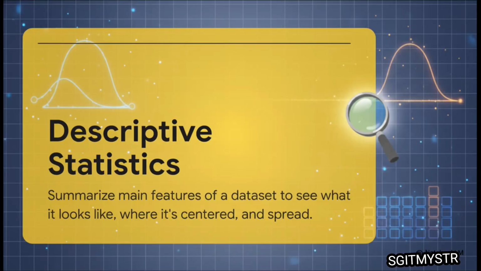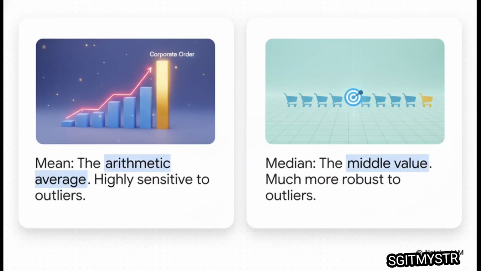Right, so before you can predict the future, you absolutely have to describe what's sitting right in front of you. That is descriptive statistics. It summarizes the main features of your data set. Basically, it tells you where the center of your data is, how spread out it is, and if it's kind of lopsided in one direction or another. Now, the most common way we find that center is the mean, median, and mode. But watch out because there's a huge trap here.